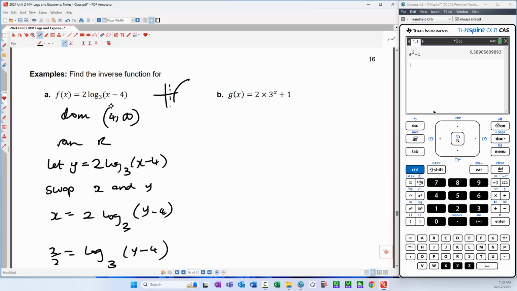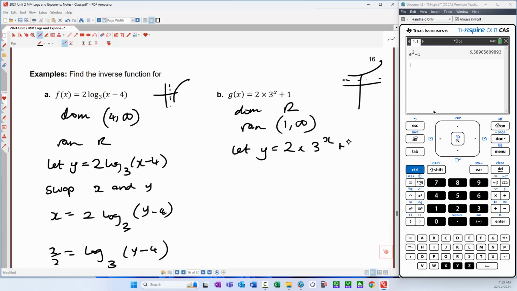Okay, so the inverse of a logarithm is an exponential. Guess what the inverse of the exponential is? Well, it's got to be a logarithm. So let's go domain is R, because that's just a 3 to the x function gone up 1 unit. And our range is going to be 1 to positive infinity. Let y equal 2 times 3 to the x plus 1. Swap x and y. x equals 2 times 3 to the y plus 1. I did it right this time.